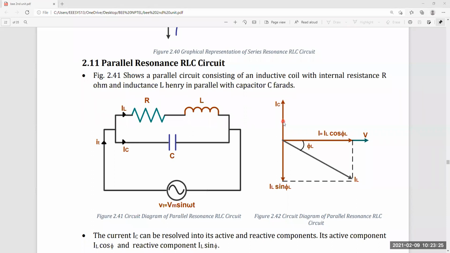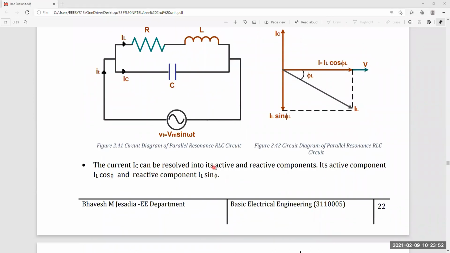Understood? Under resonance condition, IC is equal to IL sin phi. This is equal to this. So this is I equal to IL cos phi, and this is the IL sin phi component. The resultant of these two is IL. The current IL can be resolved into its active and reactive components. Its active component is IL cos phi and its reactive component is IL sin phi.